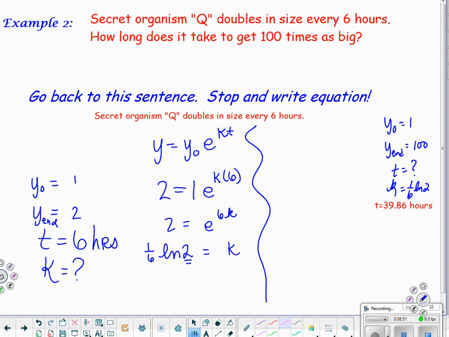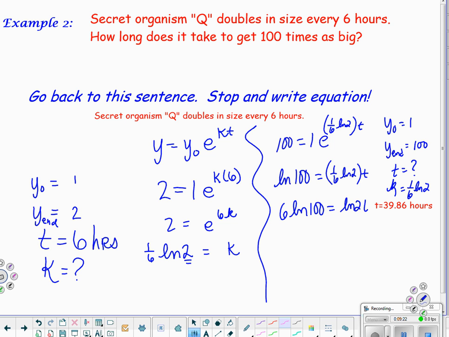So, setting this up, I finish with 100 when I start with 1, e to the 1/6 natural log 2 times time. If we want to solve this, we'll have natural log of 100 equals 1/6 natural log 2 times time. The e went away when I took the natural log. And then I'm going to multiply by 6 to get rid of the 1/6, and then I'll divide by that natural log 2. So I get t equals 6 natural log 100 divided by natural log 2.